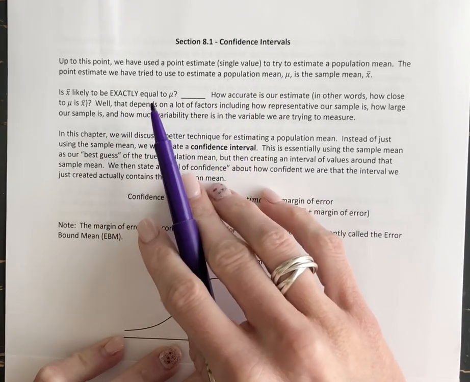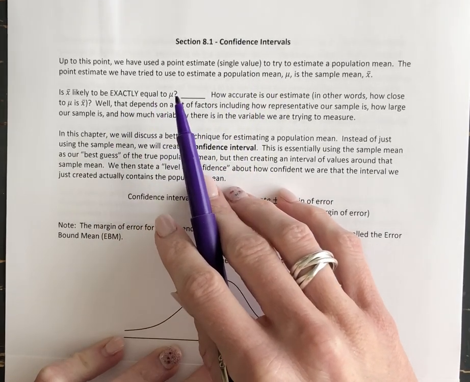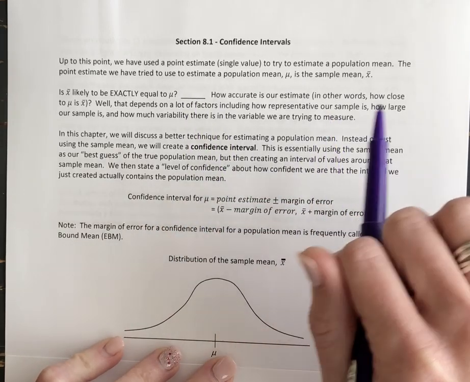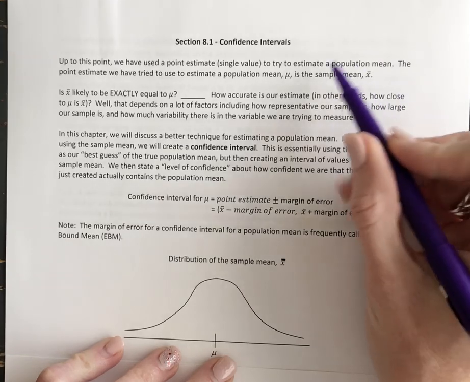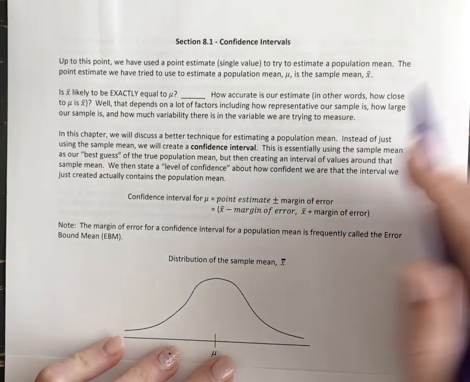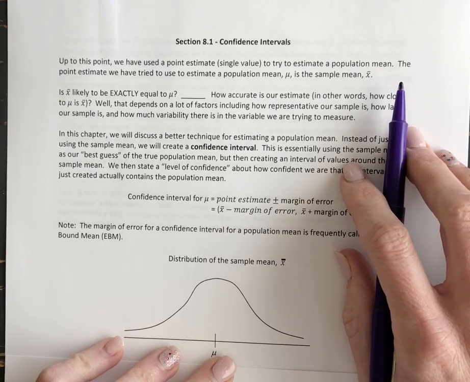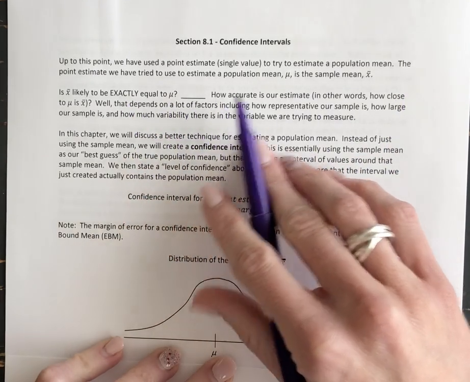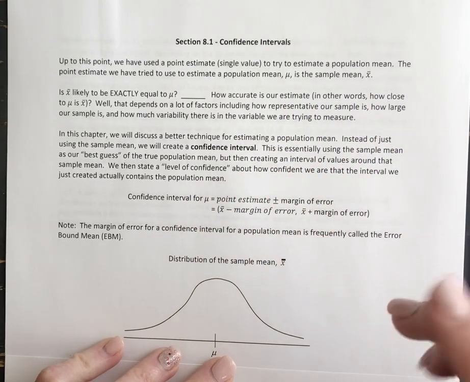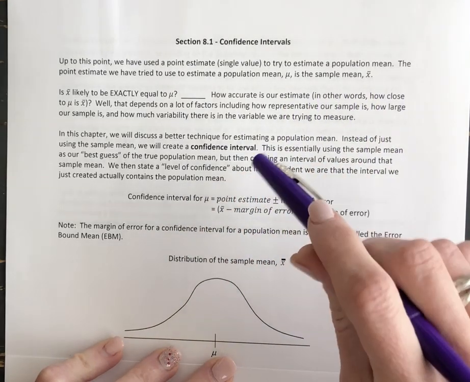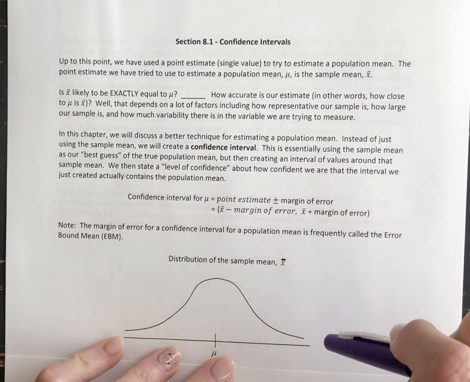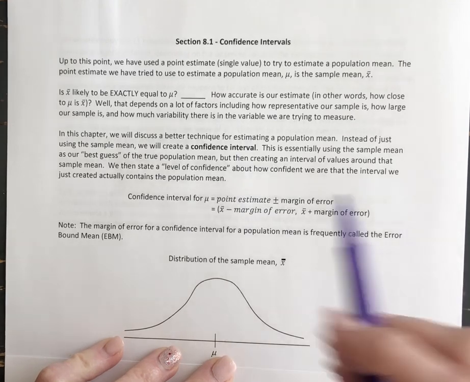So to start off here, we know that up to this point we've used point estimates to try and estimate population parameters. So suppose we want to estimate a population mean, we would use a sample mean to do that. The point estimate that we've tried to use to estimate a population mean mu is the sample mean x bar. And we've done this for proportions also. So to estimate the population proportion p, we've used the sample proportion p prime.